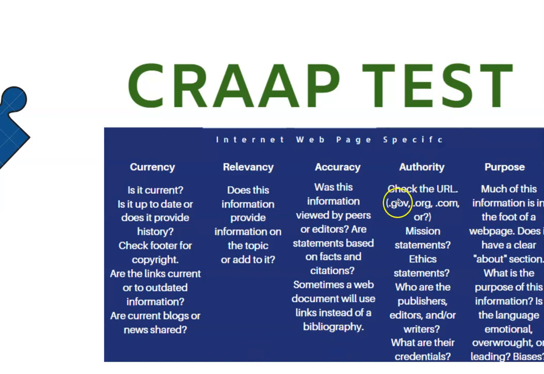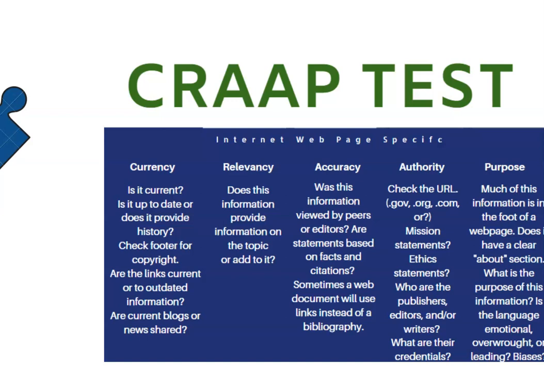Authority is also driven by the .com, .org, .edu, .mil type thing. Does it have mission statements, ethics statements? Who are the publishers? And what are their credentials? You're looking for transparency. Keep in mind, credible does not mean right. You can have a gun control.org. Everybody should have a gun.org.